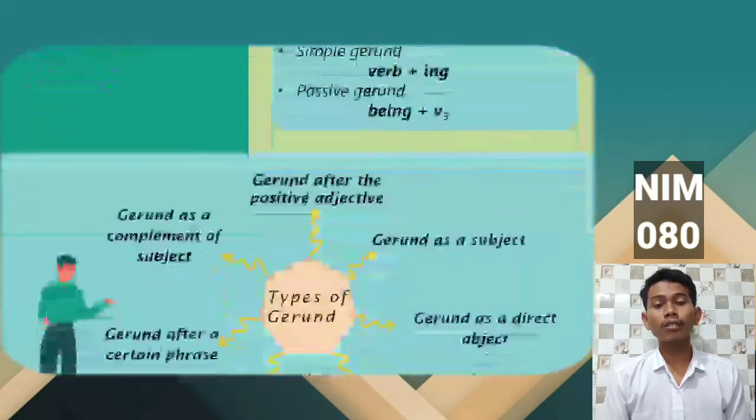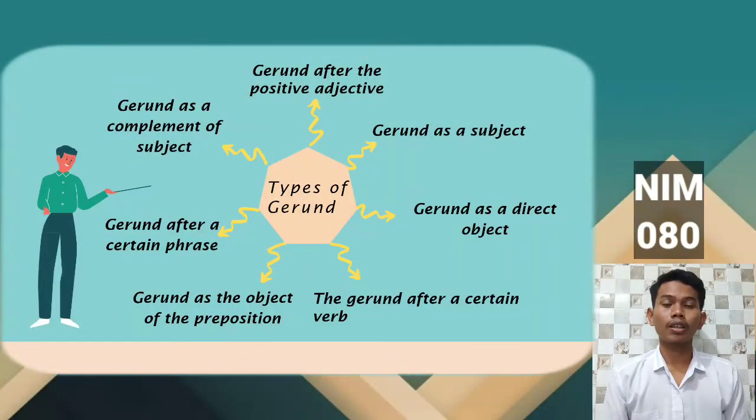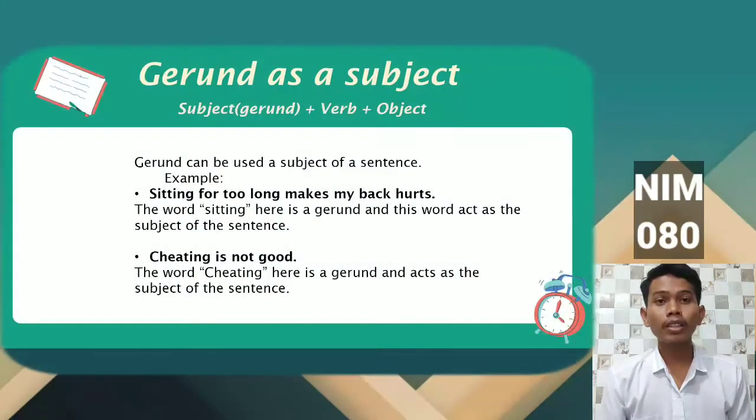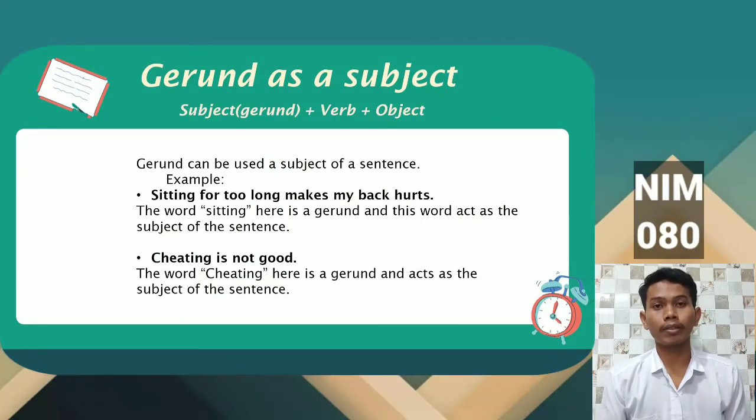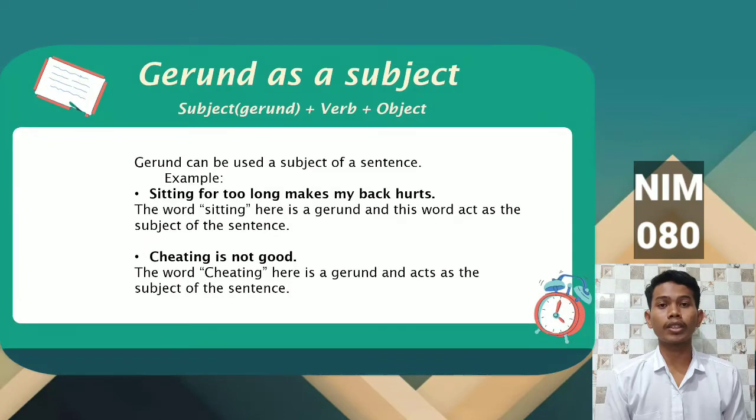Generally, there are 7 types of gerunds. The first is gerund as a subject. The formula is subject of gerund plus verb plus object. Gerund can be used as subject of a sentence. Example: the first, sitting for too long makes my back hurt. The word sitting here is a gerund, and this word acts as the subject of the sentence. The second, cheating is not good. The word cheating here is a gerund, and acts as the subject of the sentence.